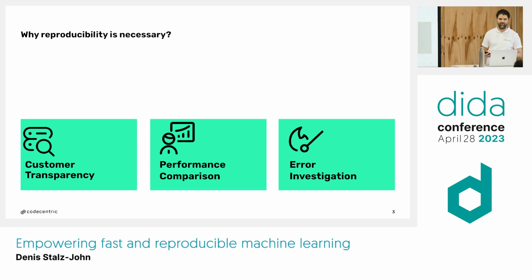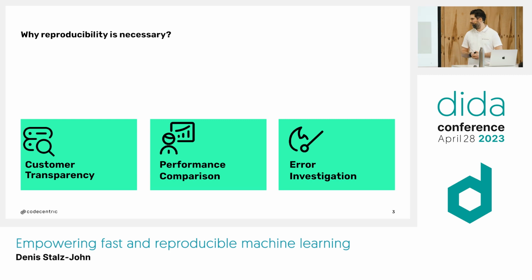The second thing is about how to get better models. You want to compare different experiments, the outcome of different models, and therefore you need to compare the performance of the models so you can choose what are the next steps to do.